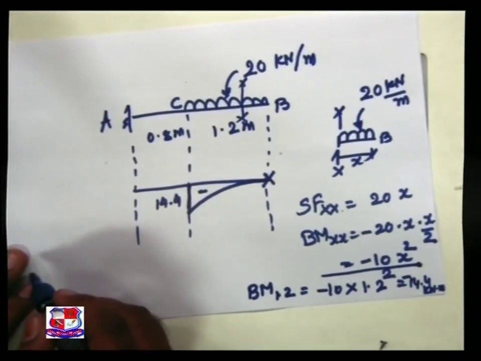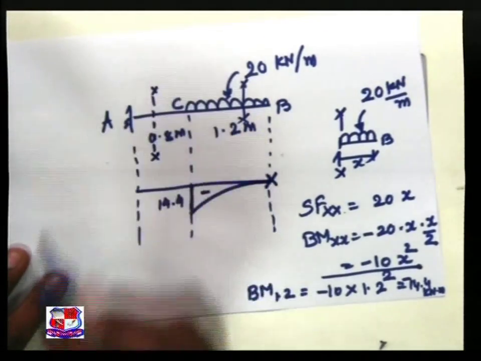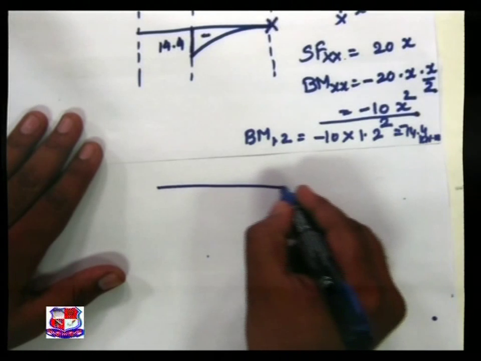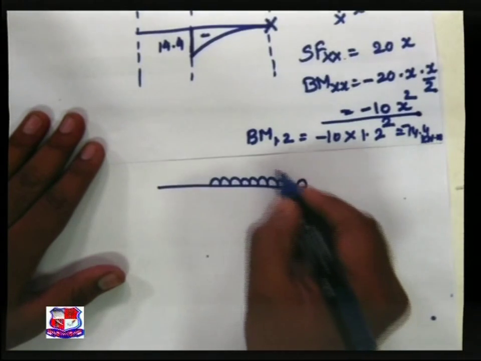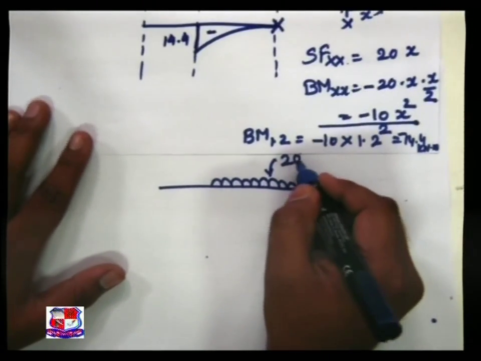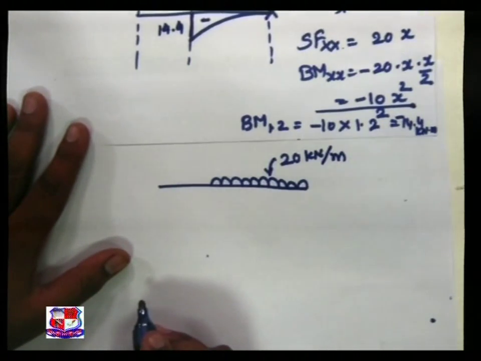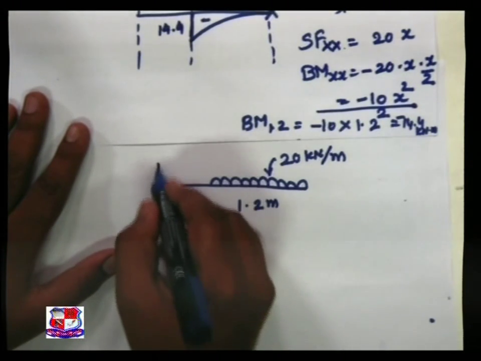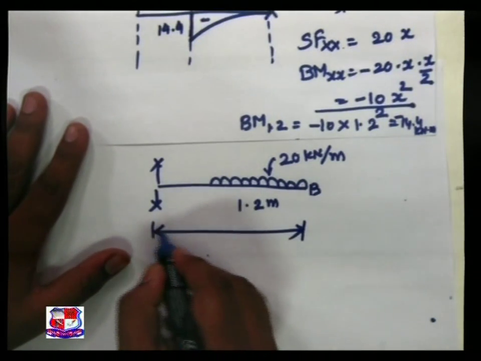That is, if we take a section over here at XX, let us draw the free body diagram. The load is 20 kilonewton per meter. This available length is of 1.2 meter. The total length at section XX from B is X.